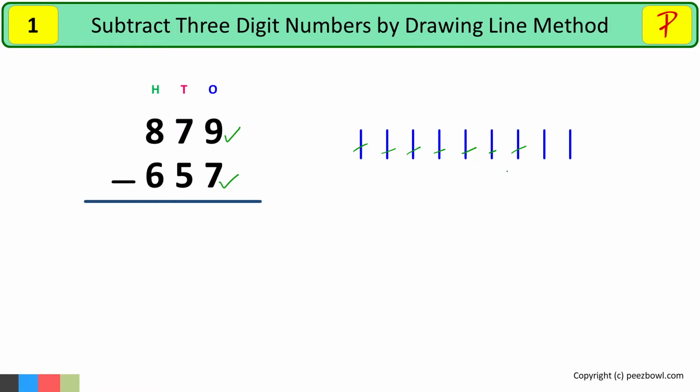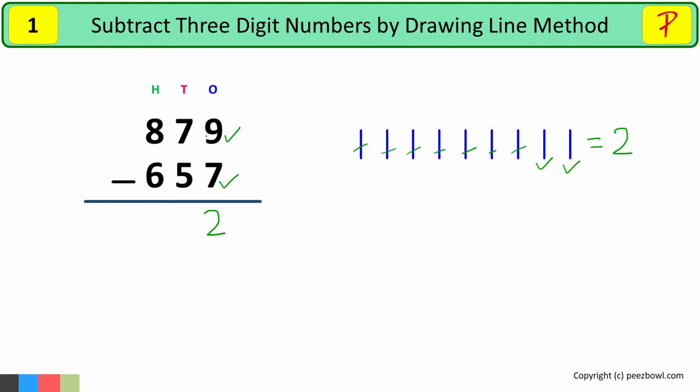Let us count remaining lines. Here we have 1 and 2 lines remaining. So I will write 2 here. This is equal to 2 and I will write 2 at the ones place below 9 and 7. Okay, now let us move to tens place.